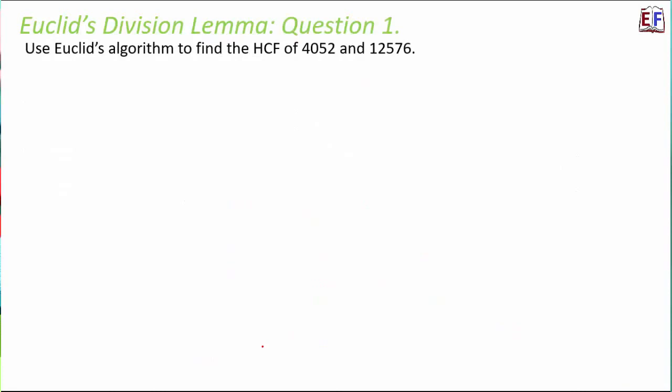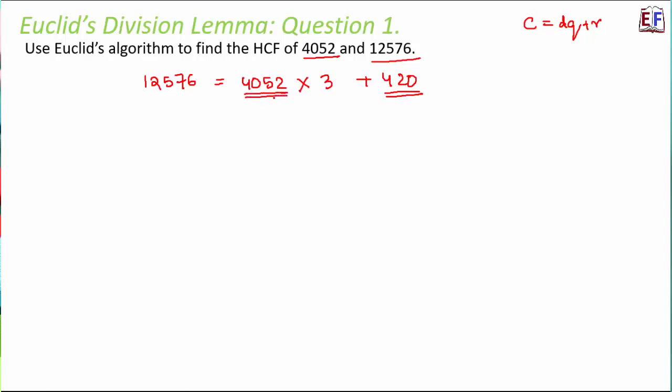Let us try a few questions. Question number 1. Use Euclid's algorithm to find the HCF of 4052 and 12576. Okay, so let's write it in the same form. C is equal to DQ plus R. So let us say C is 12576, which is equal to DQ, that is 4052 into how much? Again you need to divide this with this to find the quotient and remainder. So the quotient is 3 and the remainder is 420. The remainder is not 0, so we will apply it to D and R.